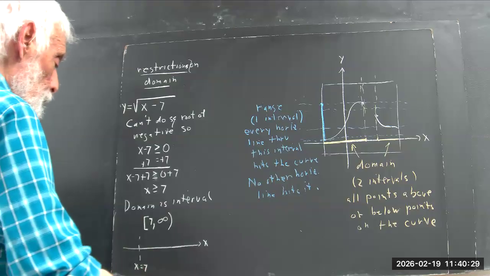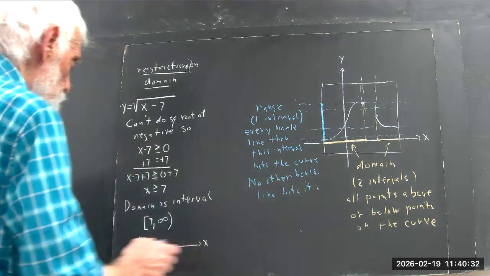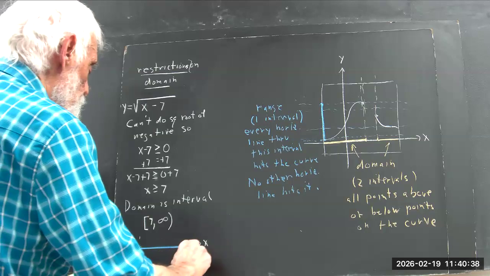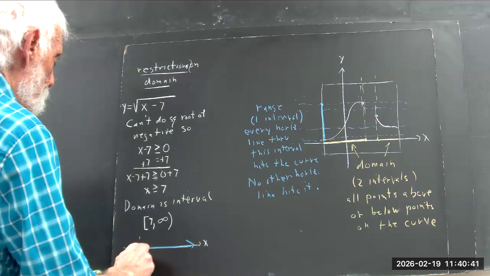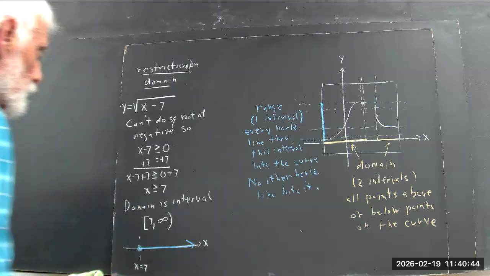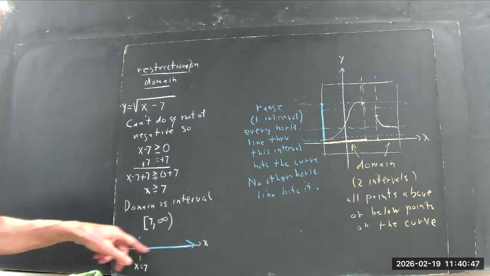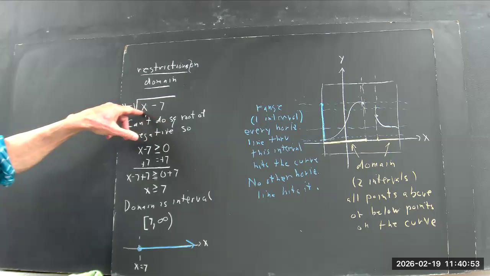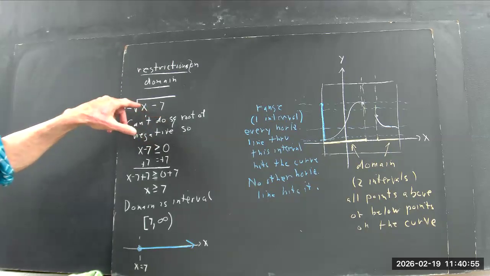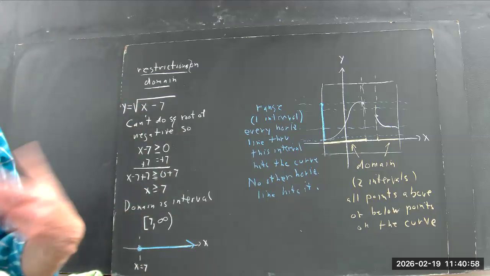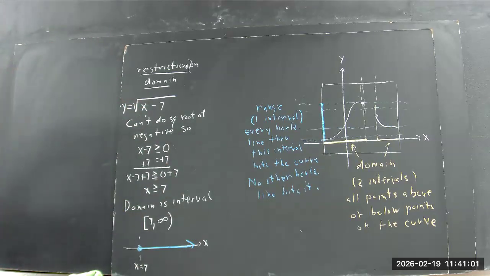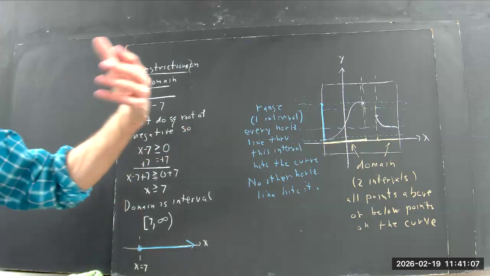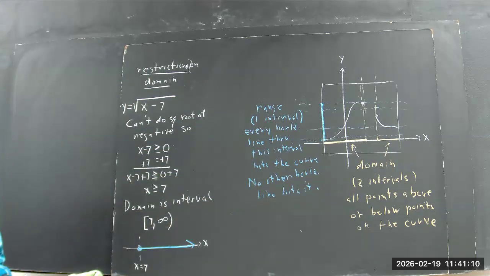That means if you got your x-axis here and you got the x equals 7 vertical line, your domain would be every x value to the right of x equals 7. So for example, x equals 10 would be to the right of x equals 7. The square root of x minus 7 is, I'm going to say it right eventually. Okay. If x equals 10, the square root of x minus 7 is the square root of 10 minus 7, which is the square root of 3, which is a perfectly good number.